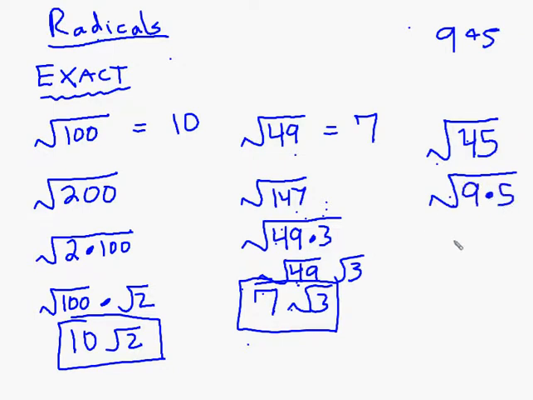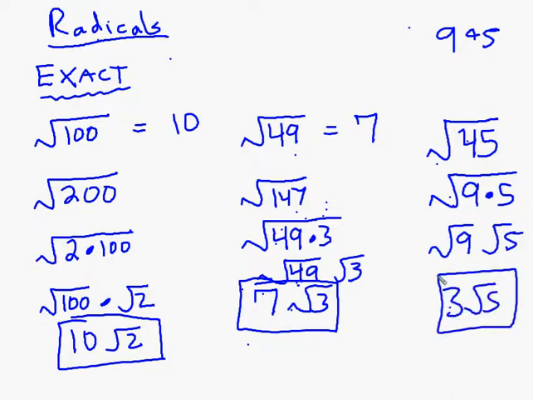Do you see how I split that 45 up into 9 times 5? And now I split that into root 9 times root 5. And what's the square root of 9? 3. So I have 3 root 5. Do you see how I did that? If you can identify the perfect square, that is the fast way to do these problems. But not every problem is so simple.